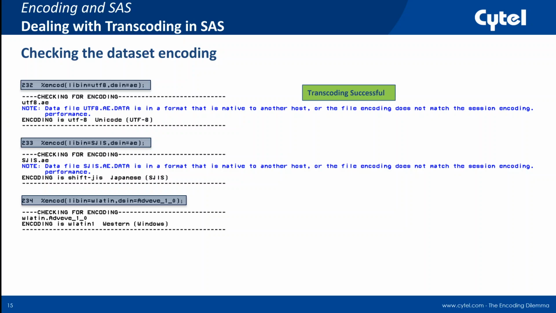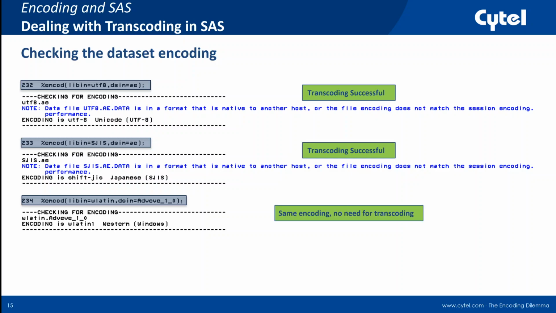The first dataset queried is a dataset created using a UTF-8 encoding that is different from my local encoding, and same for the second dataset created with a Shift-JIS Japanese encoding. For both datasets, SAS is alerting us that the SAS datasets were generated using a different encoding, while for the last example, because the dataset was created with the same encoding, no notes are written in the log.